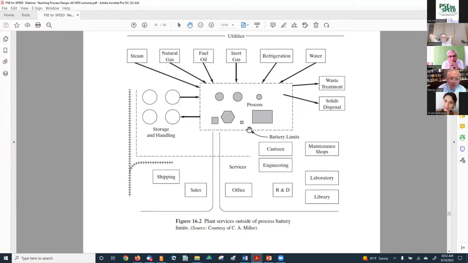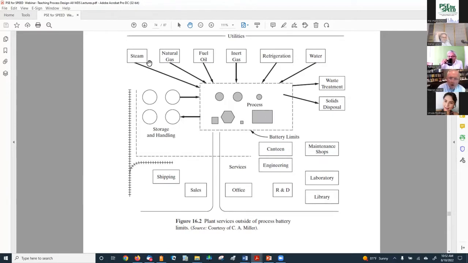Okay, here's the battery limits. That's where all of the equipment in your process is sitting. You've got storage vessels, you're at the railroad tracks or the river or whatever, and you have tanks where the feed chemicals are stored. Those go into the process. Coming out of the process will be product chemicals. Those will go into the storage tanks and they'll go off for shipping.